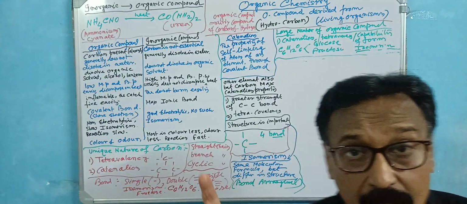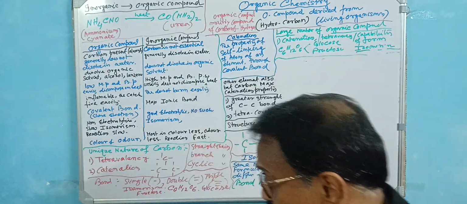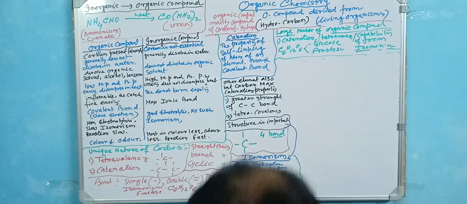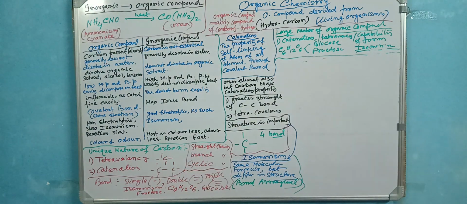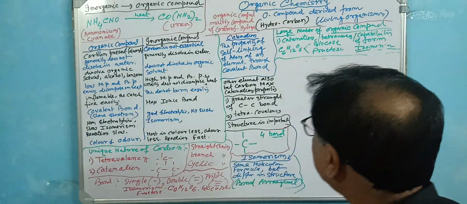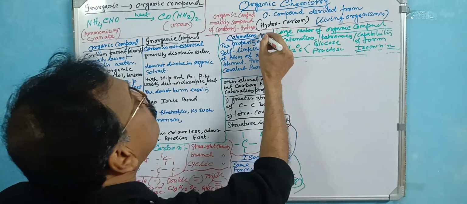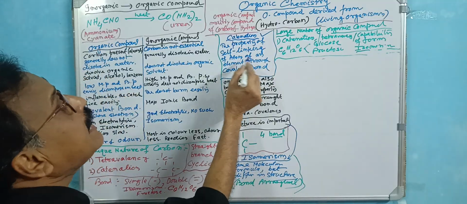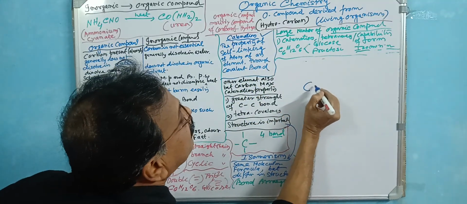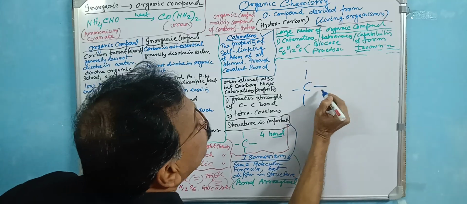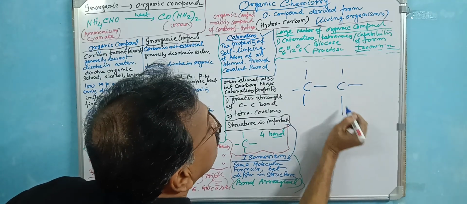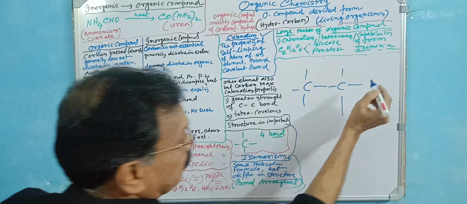The tetravalent. Carbon has tetravalency. So catenation is a very important property. Catenation means the property of self-linking of atoms. That means a carbon is there, 4 hands are there, so one carbon is linked to another.